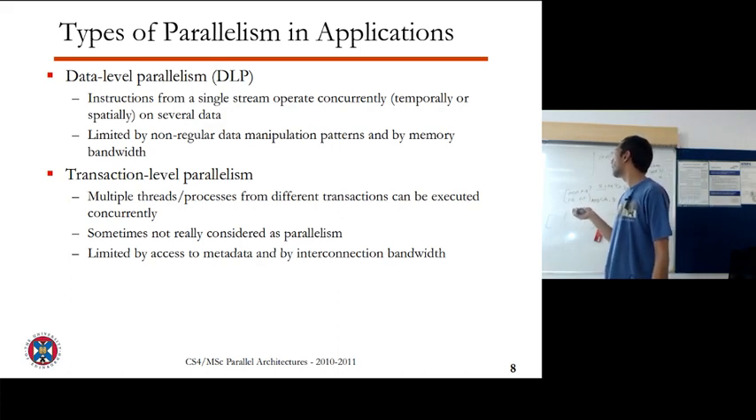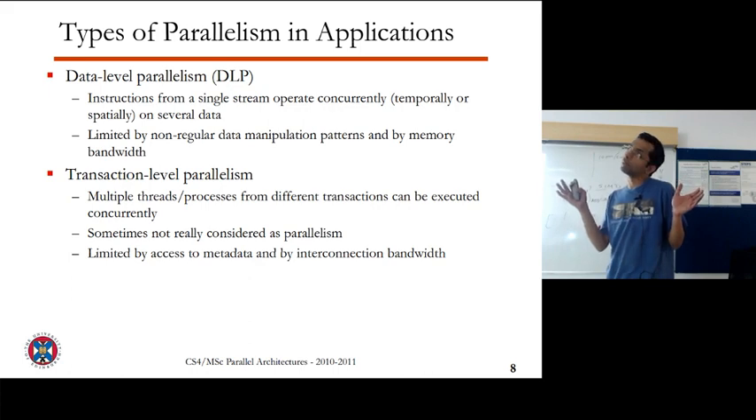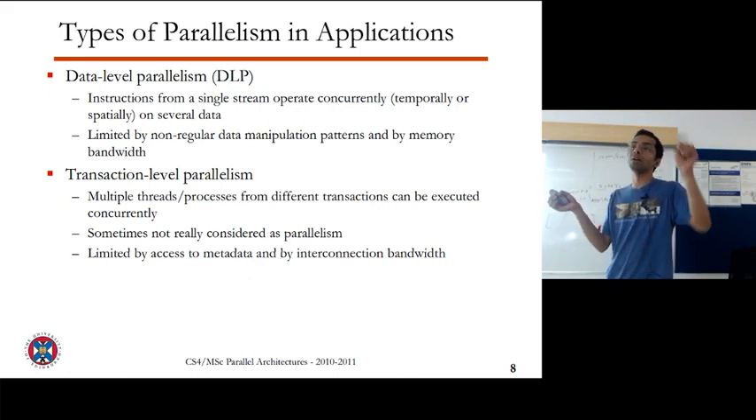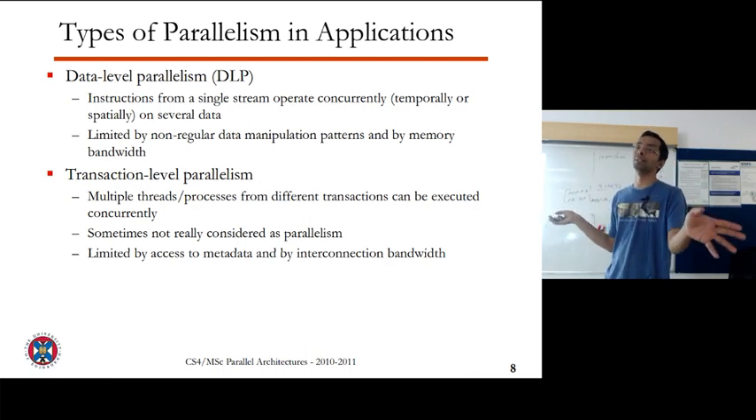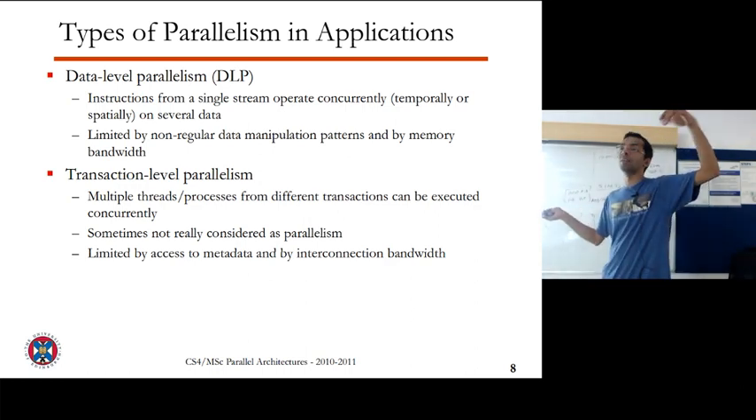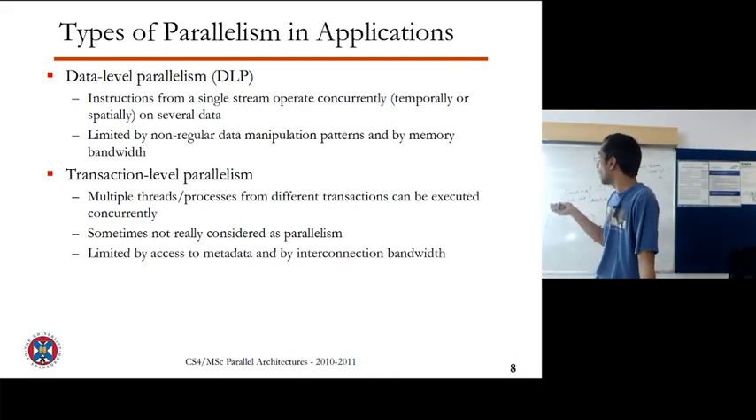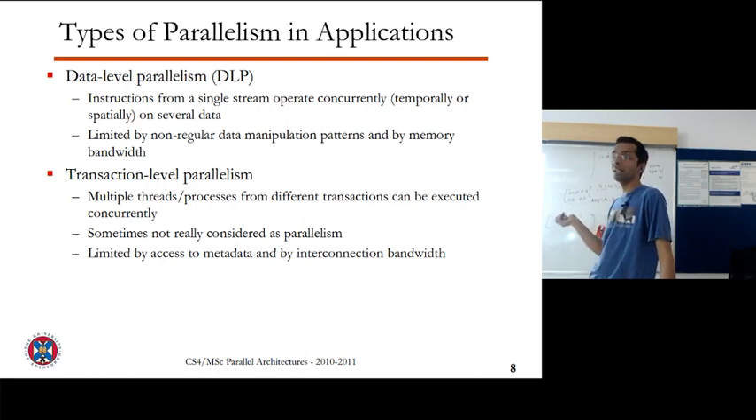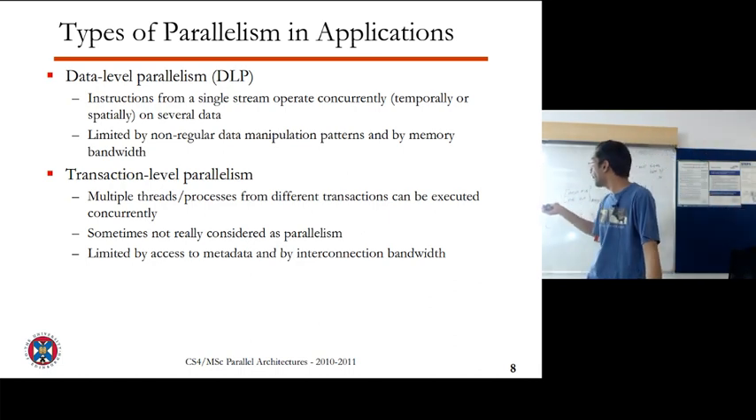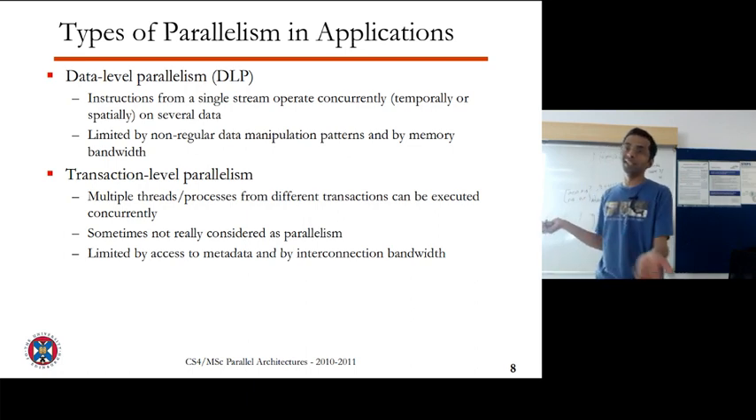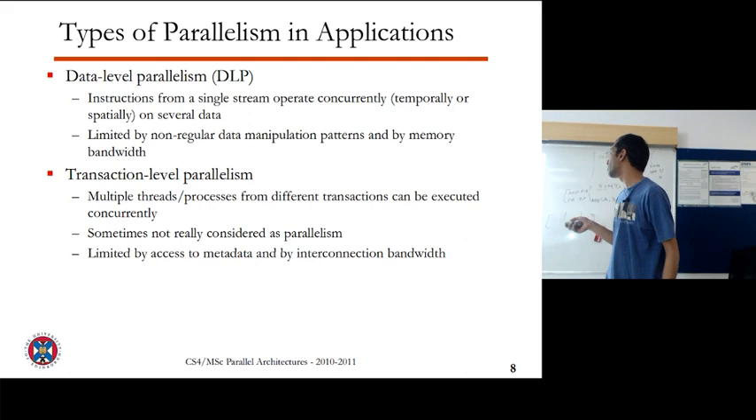The other one is transaction level parallelism, where you have multiple threads or processes. Imagine a particular piece of software has multiple different transactions it has to do. Each of those transactions is itself parallelized, so this is at an even bigger level than thread level. Multiple threads or processes from different transactions can be executed concurrently, so from two different transactions you can have threads running in parallel. Sometimes it is not really considered parallelism. And it is limited by access to data, metadata, or interconnection bandwidth.